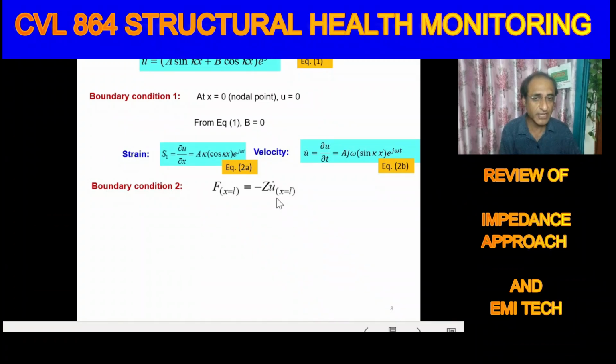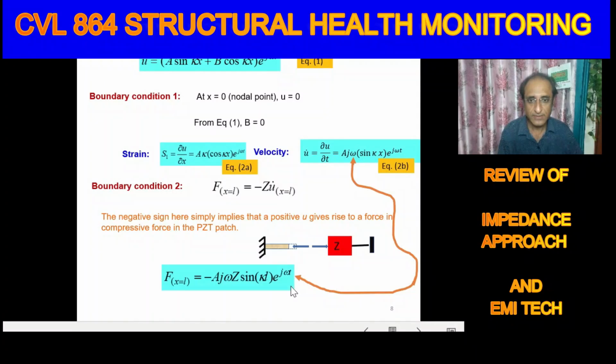So why is there a minus sign? The minus sign simply signifies that if there is positive velocity, that will lead to compression. So we have derived this.